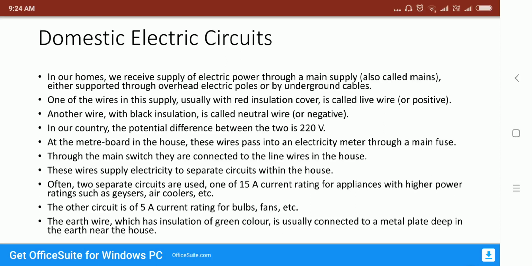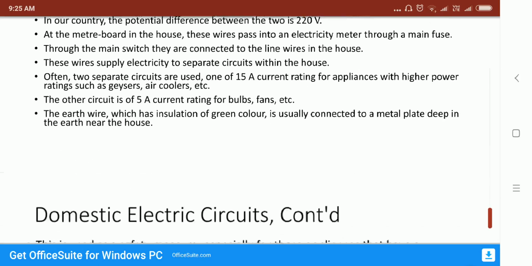And another, third wire is available, which, if we look at the plug, is the middle point. That is the earthing wire, which has green insulation, and that is usually connected to a metal plate in the earth near the house. So if heavy power is available, then through the earth wire it will be grounded. So that is the earthing wire we are seeing.